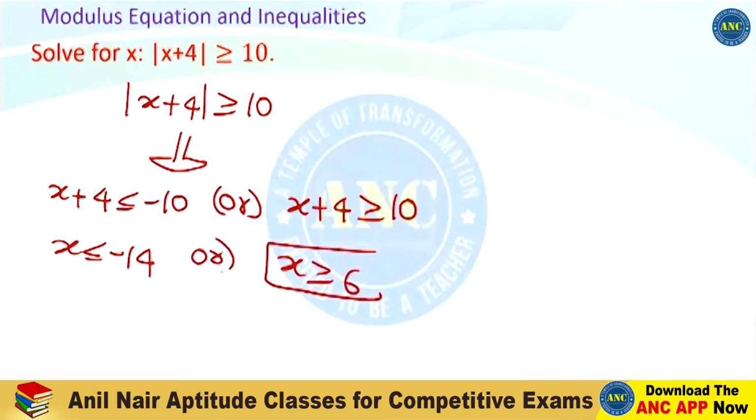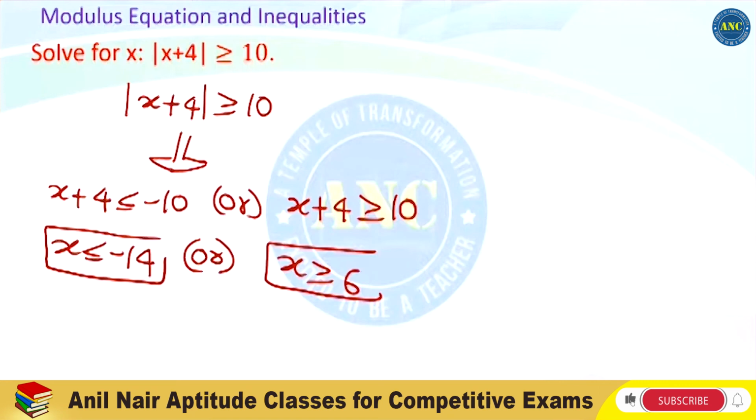Either the value of x can be greater than or equivalent to 6 or it can be less than or equivalent to minus 14. If x is 7, 7 plus 4 is 11, and 11 is greater than 10. If x is 10, 14 is greater than 10. If x is minus 15, minus 15 plus 4 is minus 11, and the mod of minus 11 is 11. 11 is greater than or equivalent to 10. I hope the idea is clear.